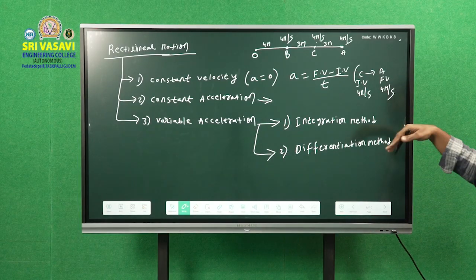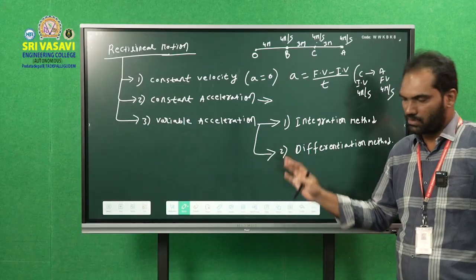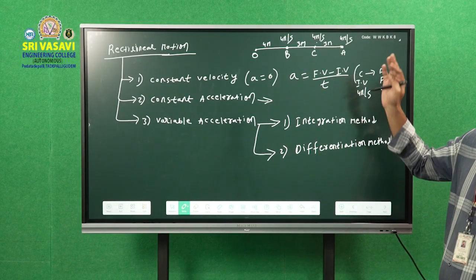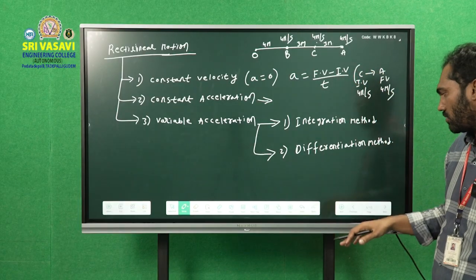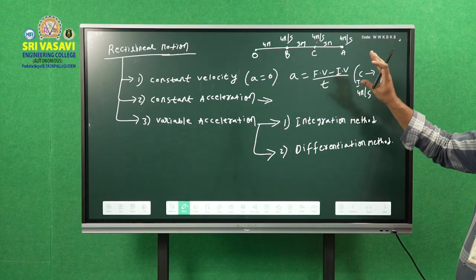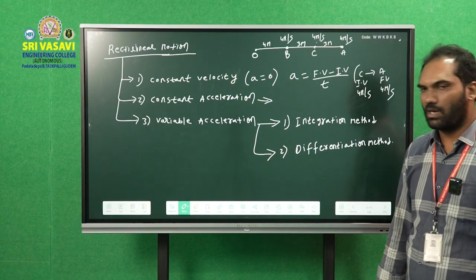After that, we will move to kinematics, it's not kinematic, it's curvilinear. And after that, we will move to kinetics. In kinetics, we will discuss the D'Alembert principle and all of this. First, you have to learn the basic concepts like what is constant velocity, constant acceleration, and variable acceleration.